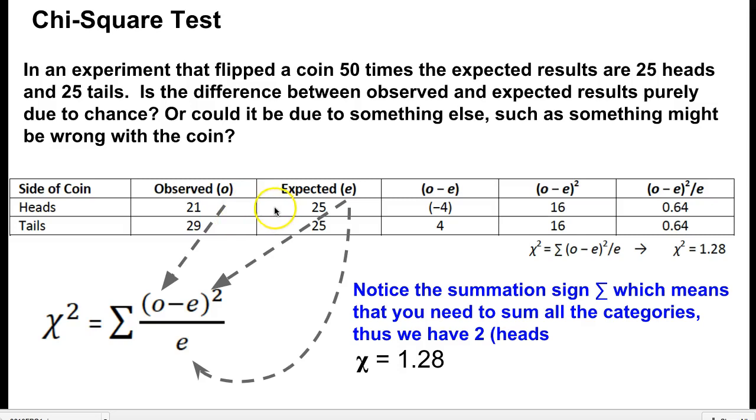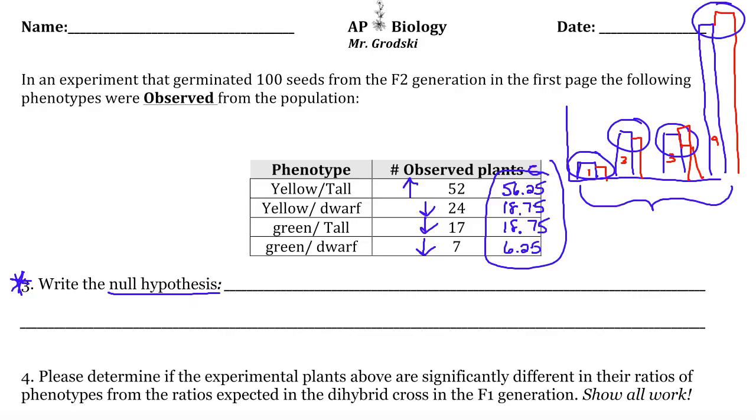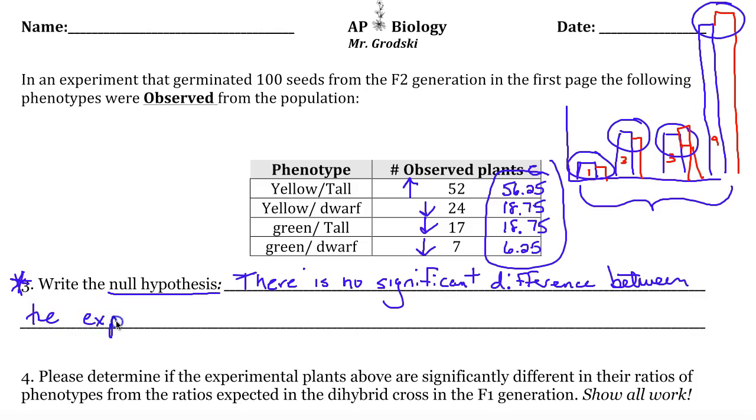So let's make a null hypothesis for our worksheet. Let's go back there. And booyah, we're back here at the null hypothesis. So we're back to this study. So what can I say? Well, maybe I can say there is no significant difference between the expected phenotypes and the observed phenotypes of the plants. And that's what the null means.